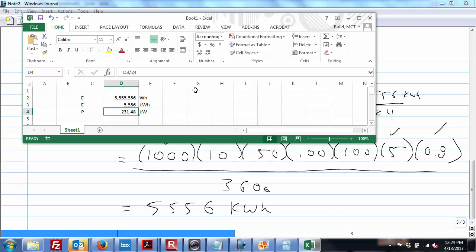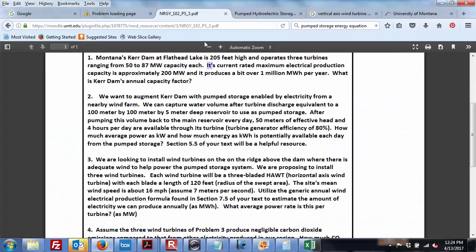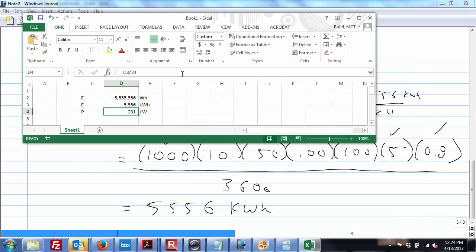Which seems a little high. Let's go back to our problem statement. Megawatts. How much energy is... Oh, I see. Well, okay, so it's relatively modest. I mean, it's an additional 231 if we do this. So let's just do power equals that divided by 1,000, and we'll put a couple decimals on there.